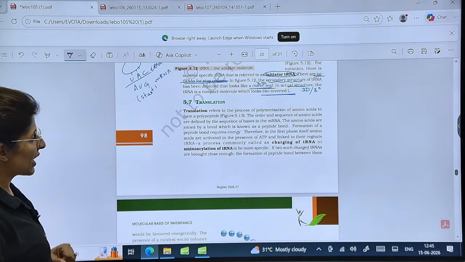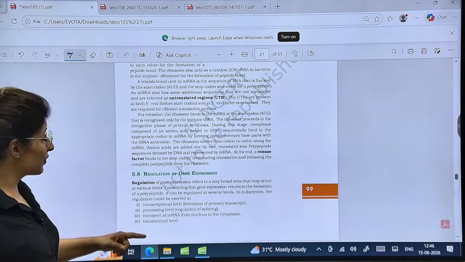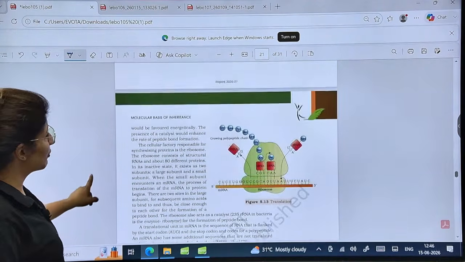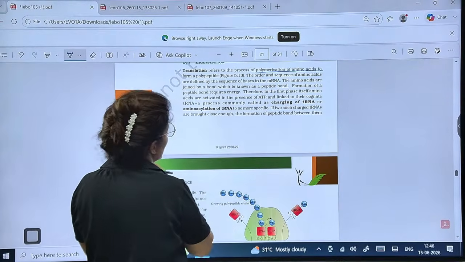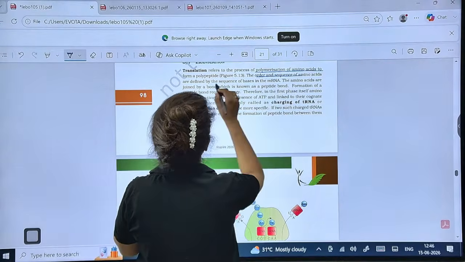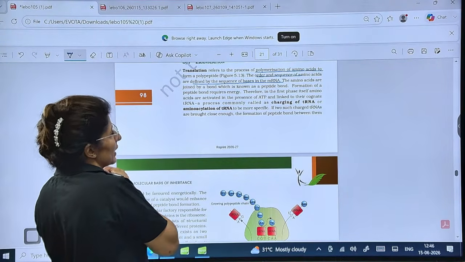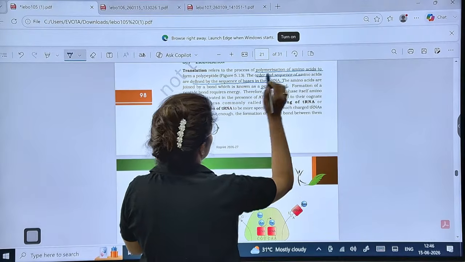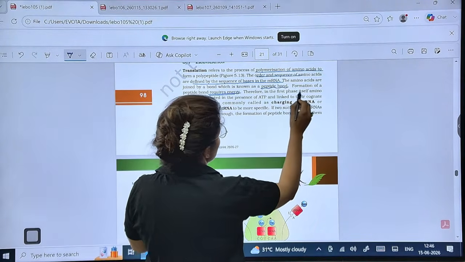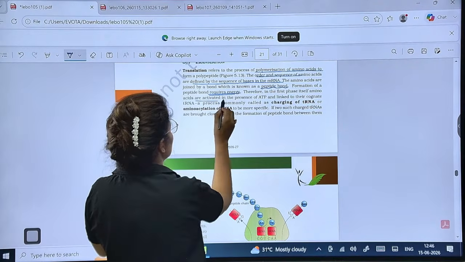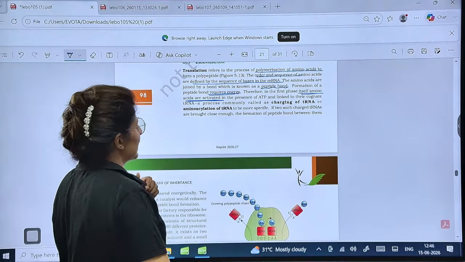Now talking about translation, guys. So translation is the formation of proteins, right? First of all, it is due to the polymerization of amino acids. Now the sequence and the order is defined by the sequence of bases in mRNA. Now amino acids are connected through peptide bonds, which requires energy. Therefore, in the first place itself, amino acids are activated. Activation of amino acid means binding of amino acid with ATP. Is that clear?